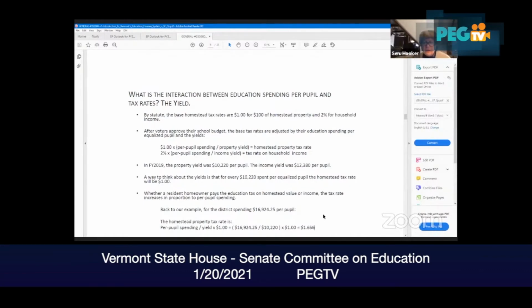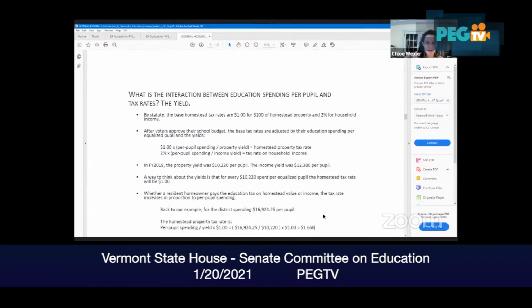Chloe, you mentioned a guaranteed yield of $10,220. Well, yes. I didn't mean not guaranteed. What I was trying to explain is that the yield is the moving piece in all of this, and it ends up linking education spending per equalized pupil and tax rates.